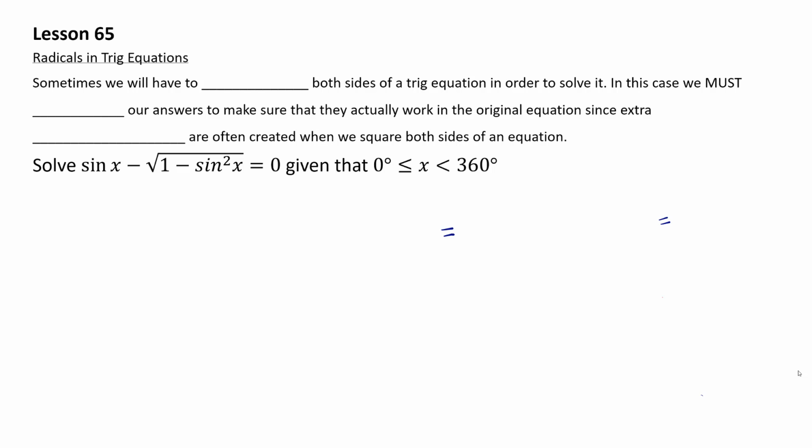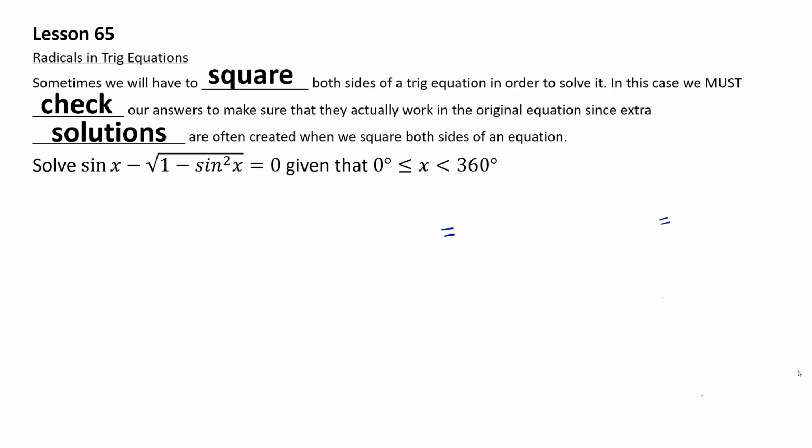Zeros in the denominator are unacceptable. Negative numbers under the square root sign are unacceptable when we're solving equations that are supposed to have solutions in the real numbers. So first of all, sometimes we'll have to square both sides of a trig equation, just like we have to do sometimes with other kinds of equations. In this case, we must always check our answers to make sure that they actually work in the original equation, since extra solutions are often created when we square both sides of an equation.